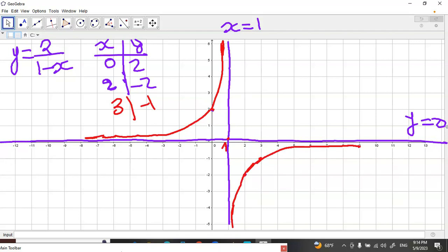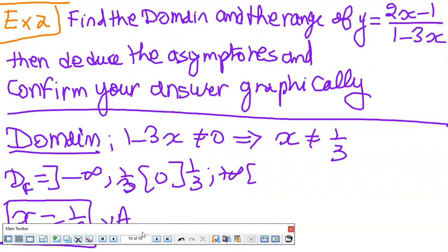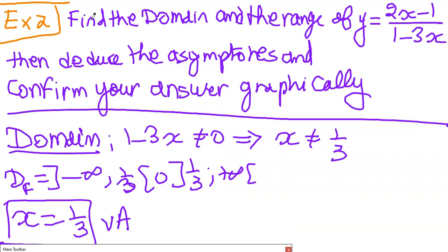Let's do one more example. So I have now this function. Find the domain and the range of y is equal to x minus 1 over 1 minus 3x. Then deduce the asymptotes and confirm your answer graphically. It means I need to draw it and see if everything is right.